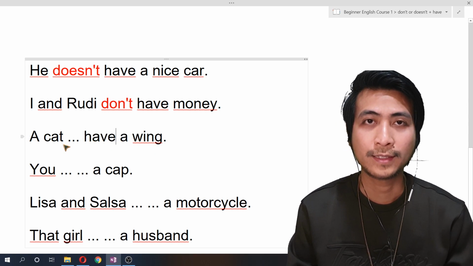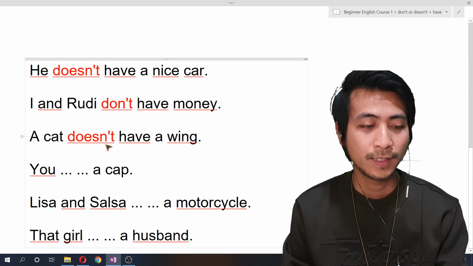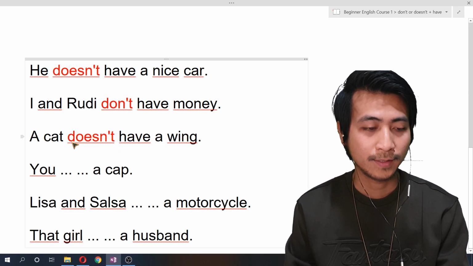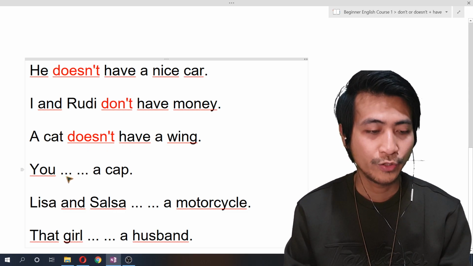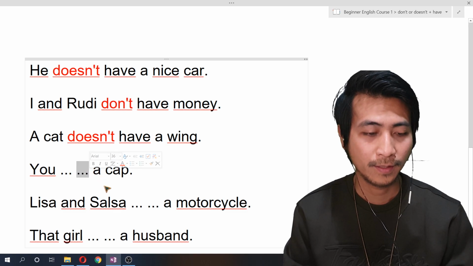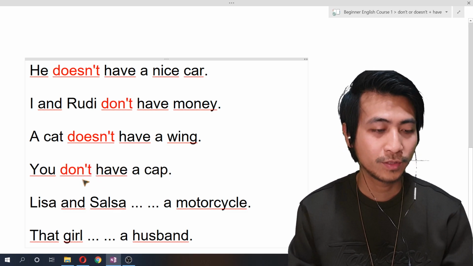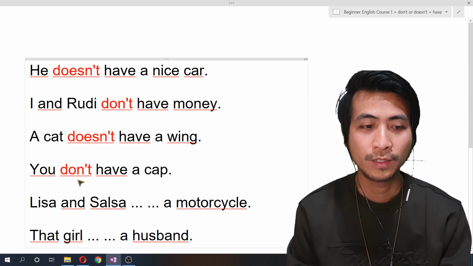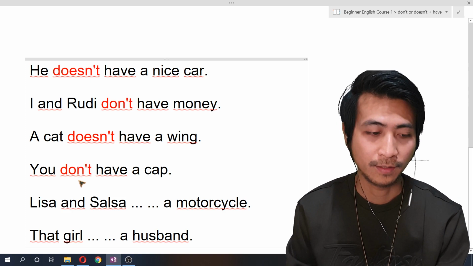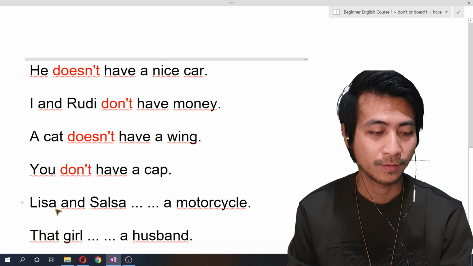Okay, the next one, a cat blank have a wing. A cat is an animal, so we use it. It doesn't have a wing. A cat doesn't have a wing. Next, you blank have a cap. For the subject you, we put don't. You don't have a cap. We cannot use doesn't for the subject you, so we use you don't.